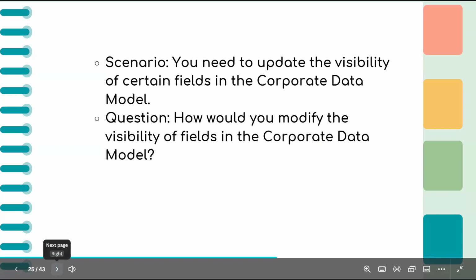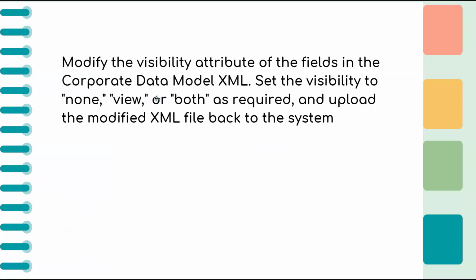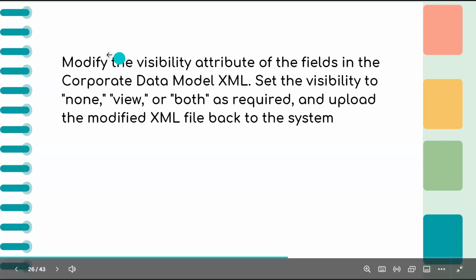In the XML file, we can make it, visibility attribute, true or no. So visibility is the attribute of the field, and you can set it to view, none, or both, based on your customer requirement. These things should also be updated in your workbook as well. So in the workbook it must be there, and at the same time these things should be updated in your data model as well. This is a very straightforward answer.